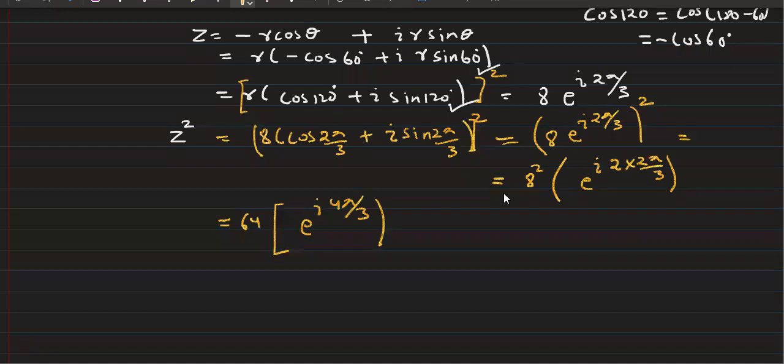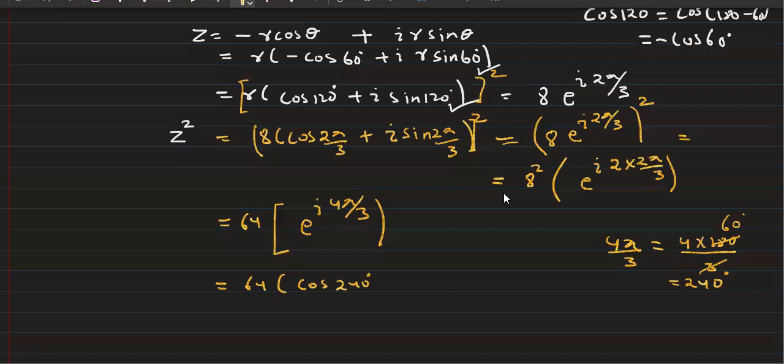Now just imagine 4 pi by 3. 4 pi by 3 is equal to how much? 4 into 180 degree divided by 3. So 3 into 60 degree, which is equal to 240 degree. So it will be 64 cos 240 degree plus I sin 240 degree.